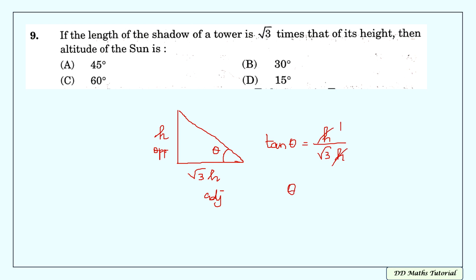So at what value of theta will tan theta be 1 by root 3? Theta is equal to 30 degrees. So the correct option is 30 degrees.